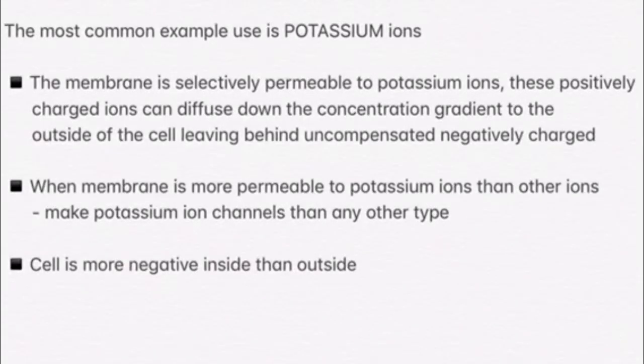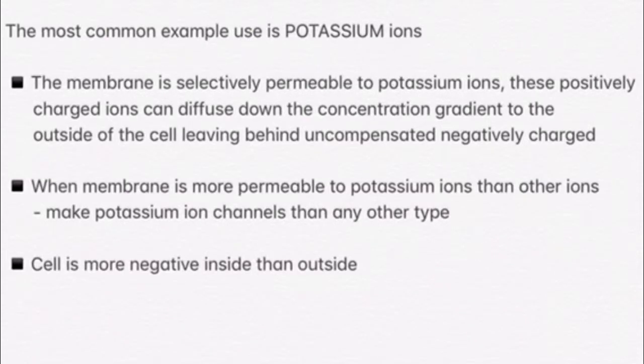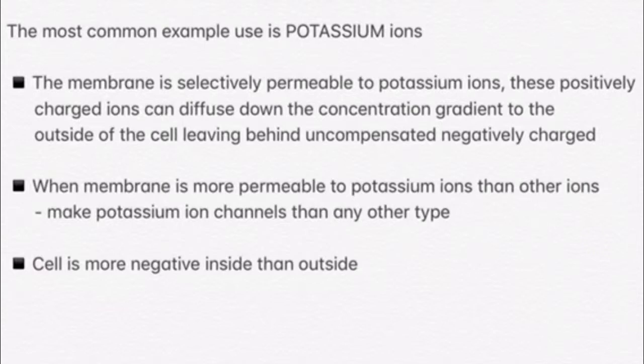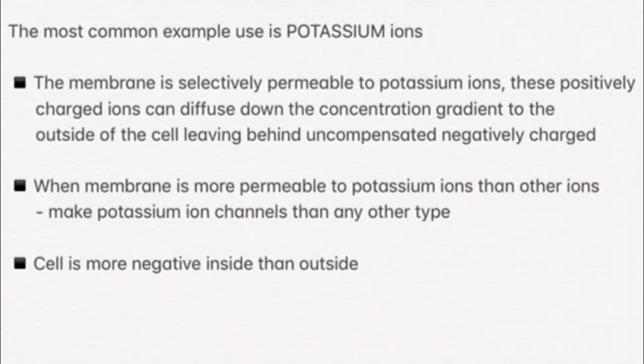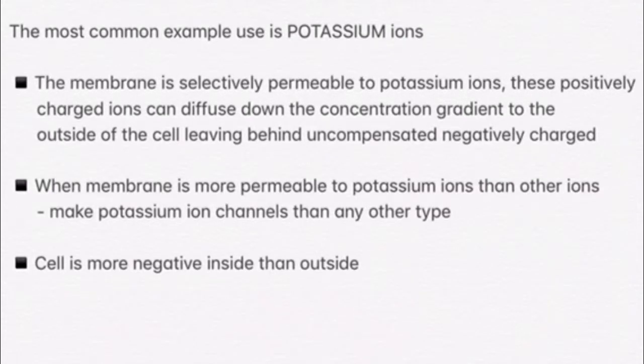The most common example used is potassium ion. The membrane is selectively permeable to potassium ion. When the membrane is more permeable to potassium ion than other ions, it will make the potassium ion channel more than any other type, and the cell is more negative inside than outside.